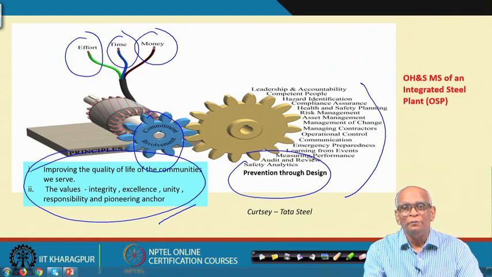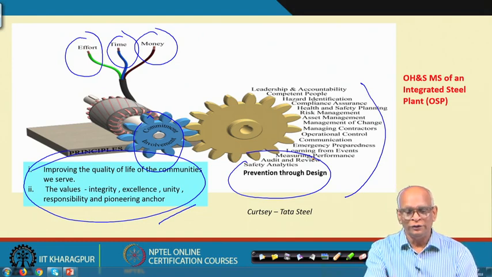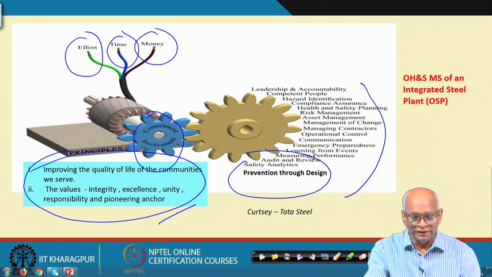In addition to that, many more things they will take. That is what I told you, occupational health safety management system of world class companies address many more things. That is how it is addressed.